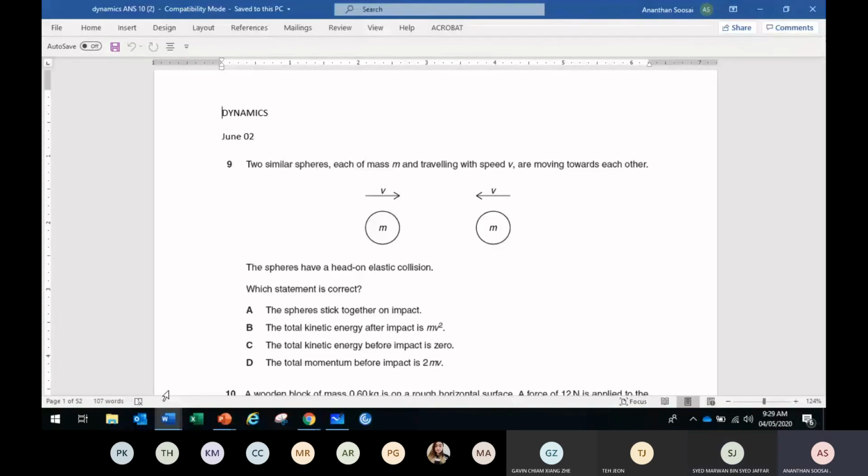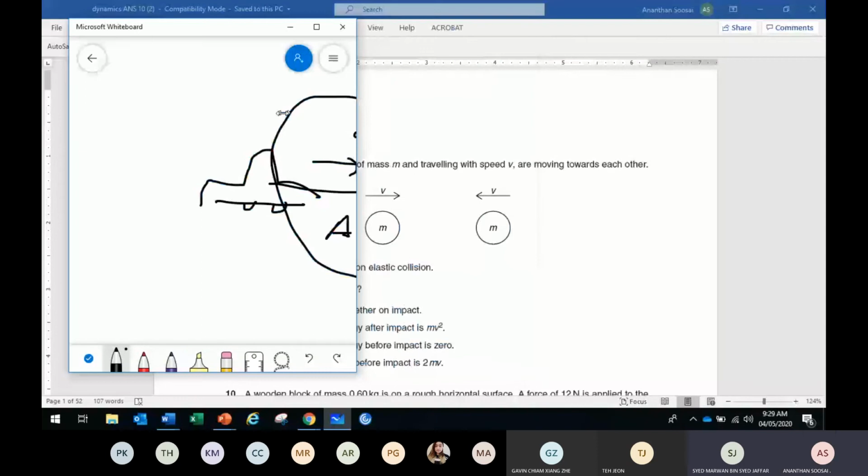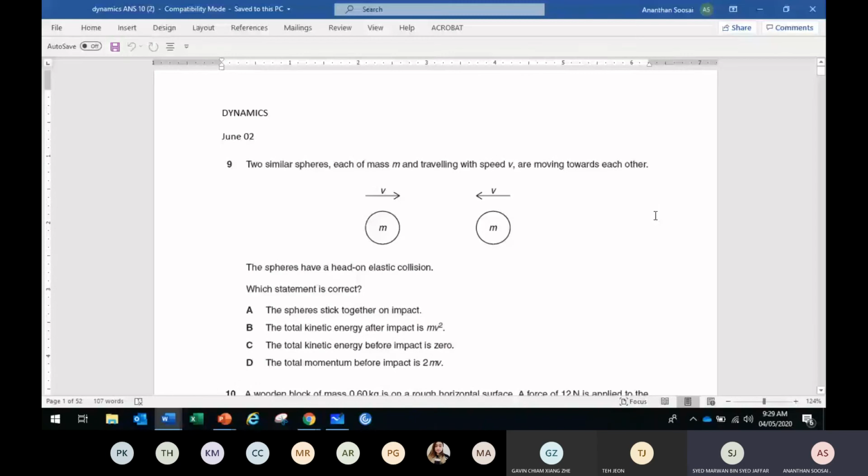So in this case, can A be the answer? No way, because it's an elastic collision. In an elastic collision, the bodies never stick together. Okay. Can B be the answer? Anyone? The total kinetic energy after impact is mv squared.